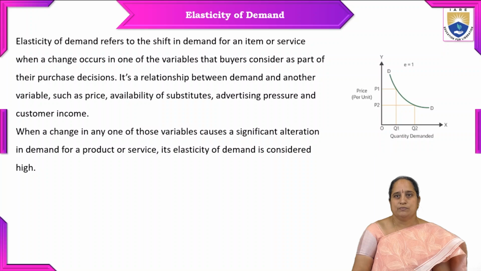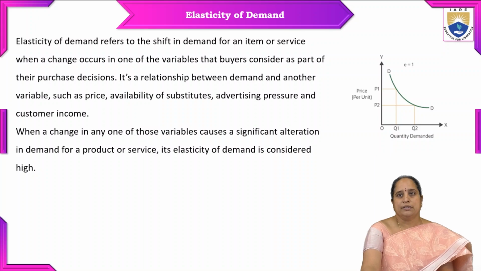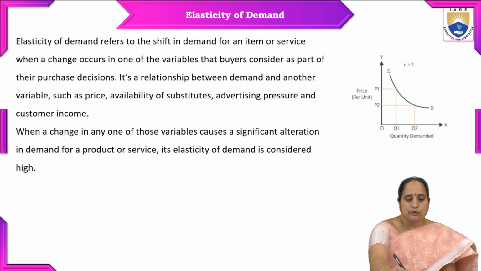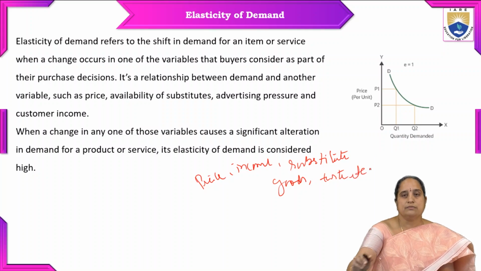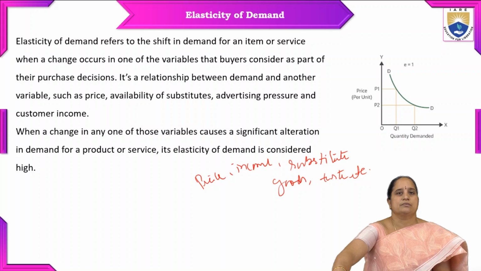In previous sessions we discussed the demand determinants. What are the factors that influence buyers' purchasing decisions? Price, income, price of related goods, meaning substitute goods, future prices, taste and preferences, etc. All these factors influence buyers' buying decisions. If any one of these factors changes, it has an impact on the quantity demanded.